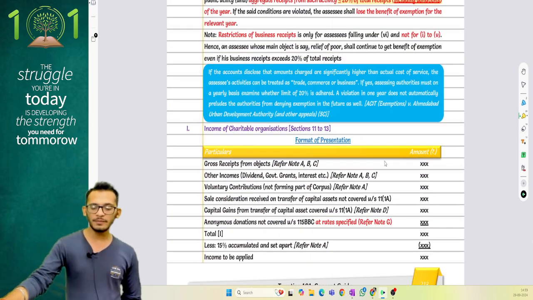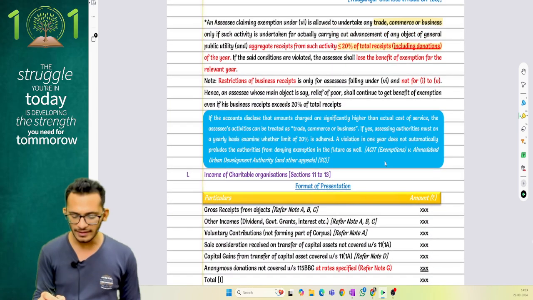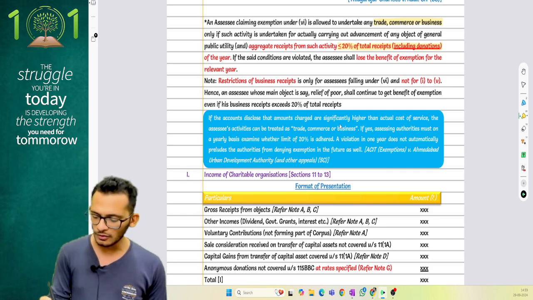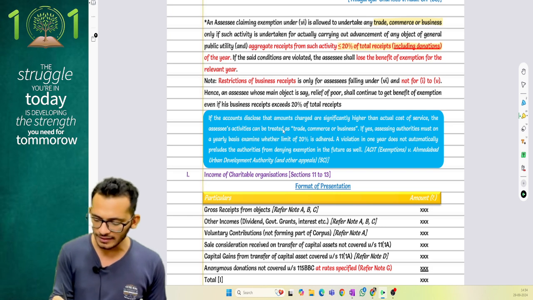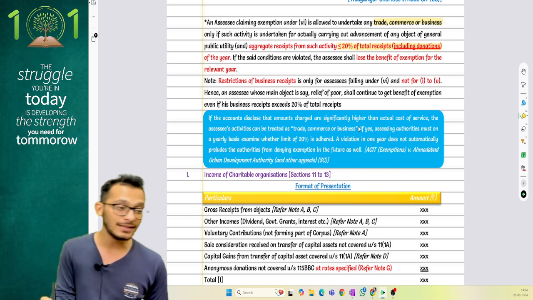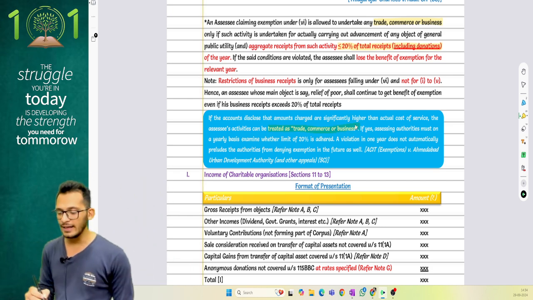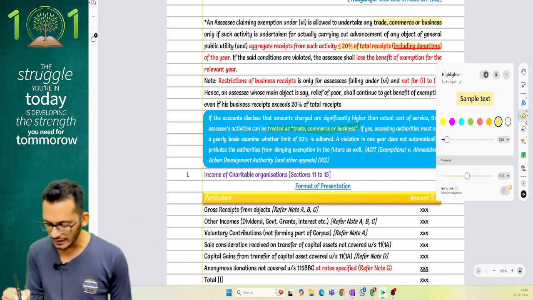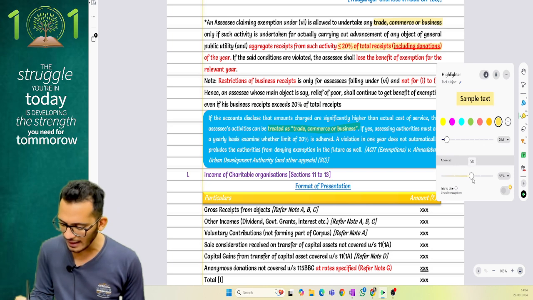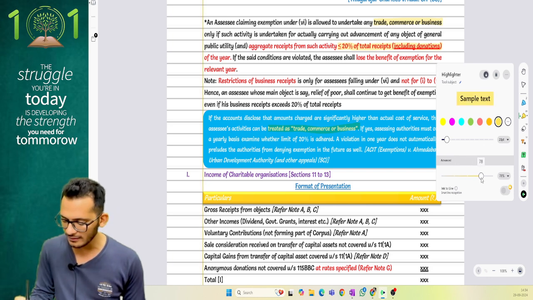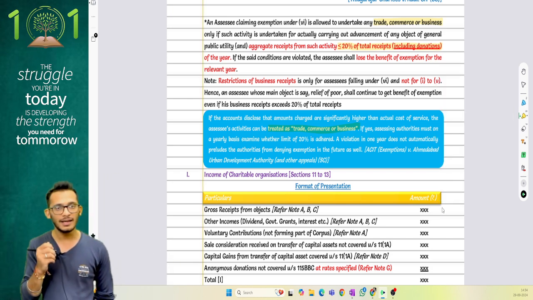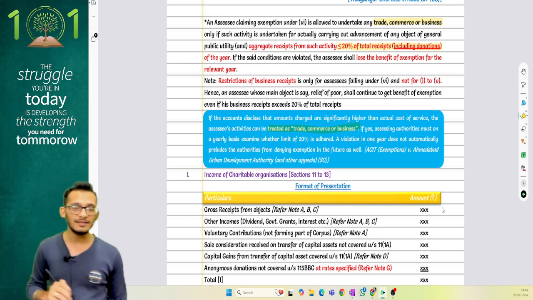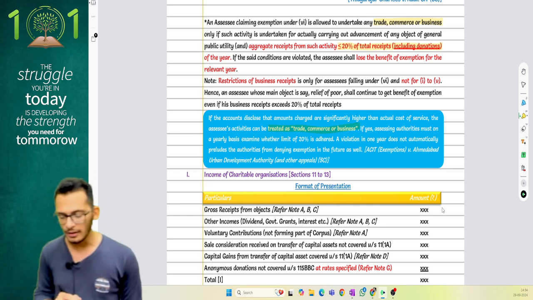Some case laws for you to remember from an exam perspective. The first thing they say: if the accounts disclose that the amounts charged are significantly higher than the actual cost of services, the assessee's activity can be treated as trade, commerce, or business. Basically, if a person's activities are of a profitable nature, meaning you have more income than expenditure, then you will classify them as entering into trade, commerce, or business activities.